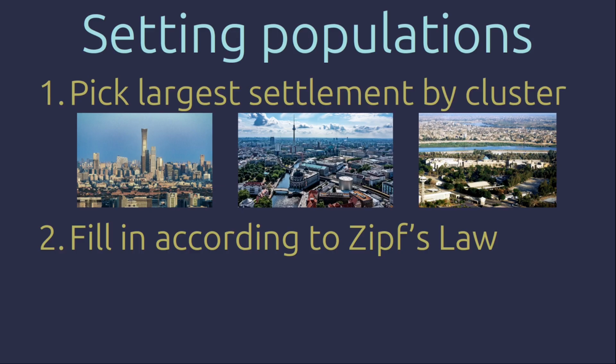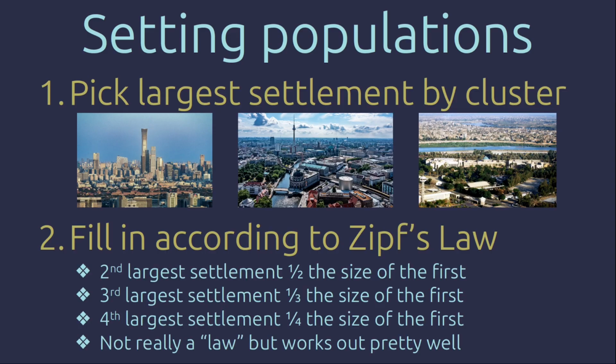And then, once we have the largest settlement in each cluster, we can start filling in the rest of the settlements in randomly chosen descending order from there, according to Zipf's law. This is an empirical rule of thumb based on 20th century statistical analysis that states that the second largest city should be about half the size of the largest, the third largest should be about one-third the size of the largest, and so on. Calling this a law is massively overselling it.